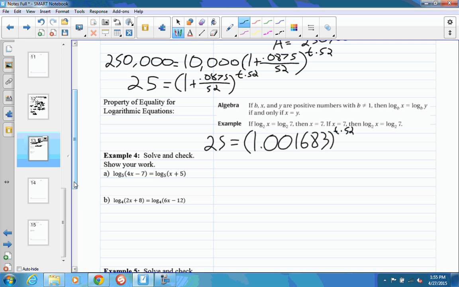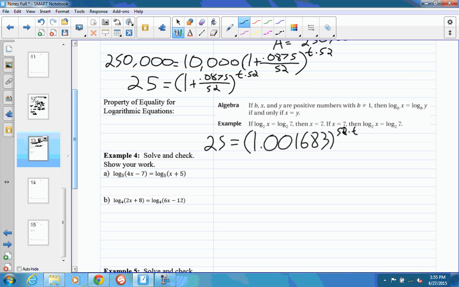Folks, the reason I need all these decimals is for accuracy. When you're doing what we're going through right now, you've got to have as many decimals as possible, because the only way to get that t and that 52 by themselves, and not as exponents, is to take this property of logs. I'm going to rewrite this as 52 times t.